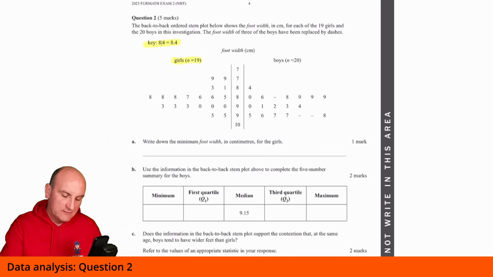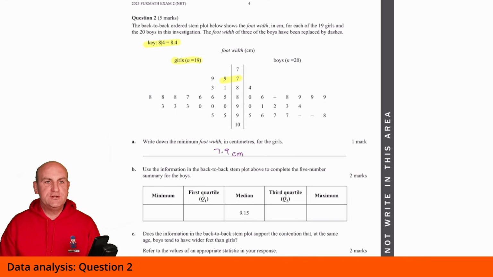So the minimum is going to be that value there, which isn't 9.7. Remember, you've got to read it this way here. And what's really interesting with this question is they've actually split it into 5s. All right, so 7, 7, 8, 8, 9, 9. So that's going to be 70 to 74, 75 to 79, and so we go on. So write down the minimum foot width. Let's do that there. It's going to be 7.9. And centimeters, I can write the centimeters, but they gave me the units in the question.